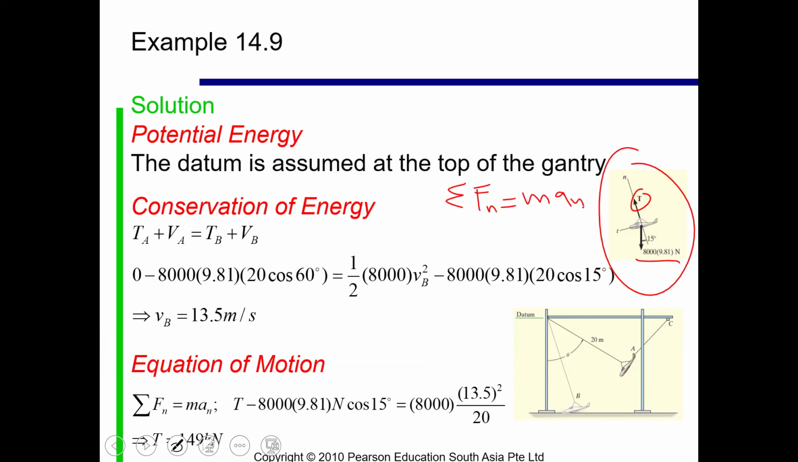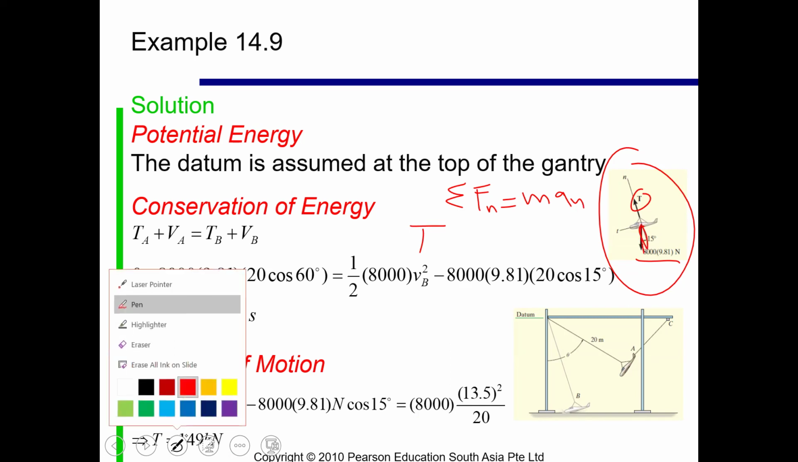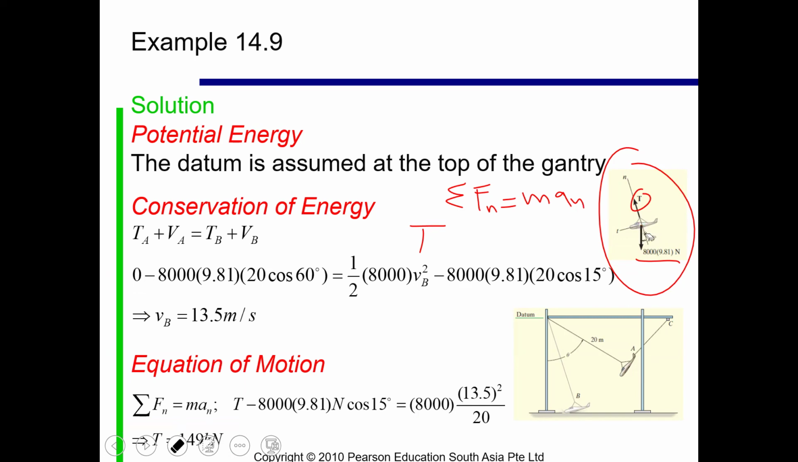So sum of forces in the n direction, how many forces you see in n direction? How many forces are there, students, in the direction n? T is there, and the weight, which is the component of weight, right? Which is this one. Is this the cos component or sine component for a weight? Cos. Cos, yes.